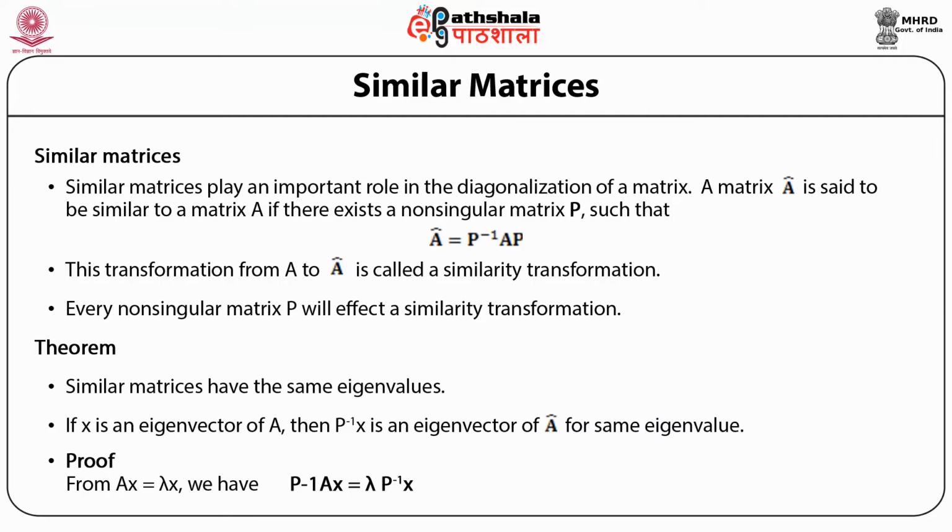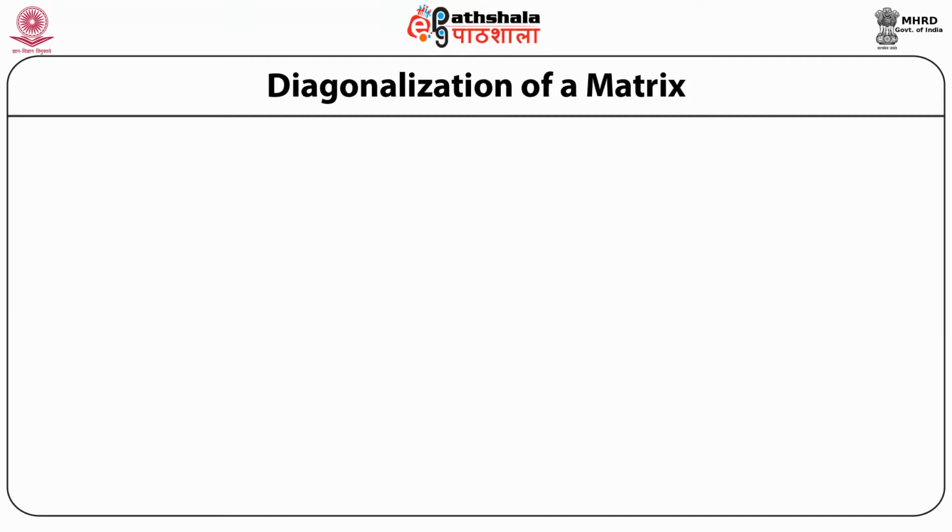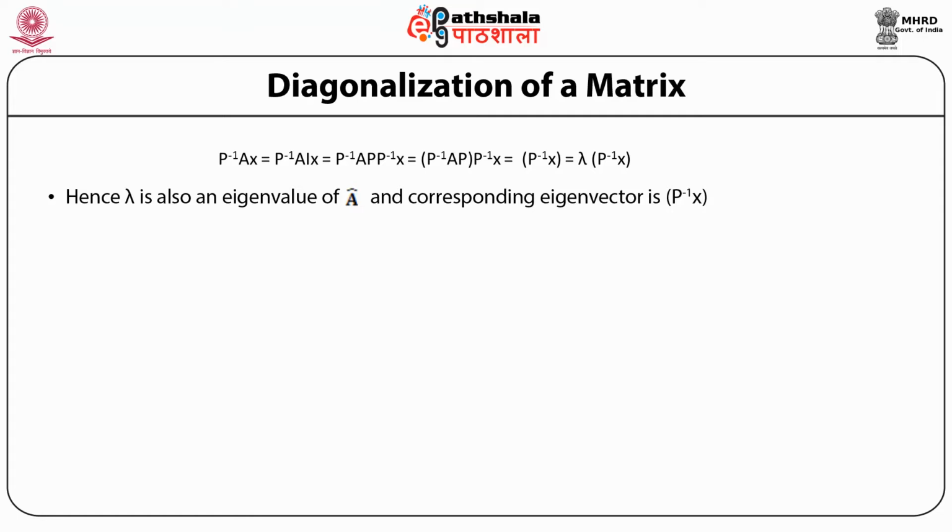From A times X is equal to lambda into X, we have P inverse into AX is equal to lambda into P inverse X. P inverse into AX is equal to P inverse into A times identity matrix into X, which equals P inverse into matrix A into PP inverse X. This equals P inverse AP into P inverse of X. This can be written as lambda times P inverse of X. Hence, lambda is also an eigenvalue of A hat and the corresponding eigenvector is P inverse of X. Hence, the theorem is proved.